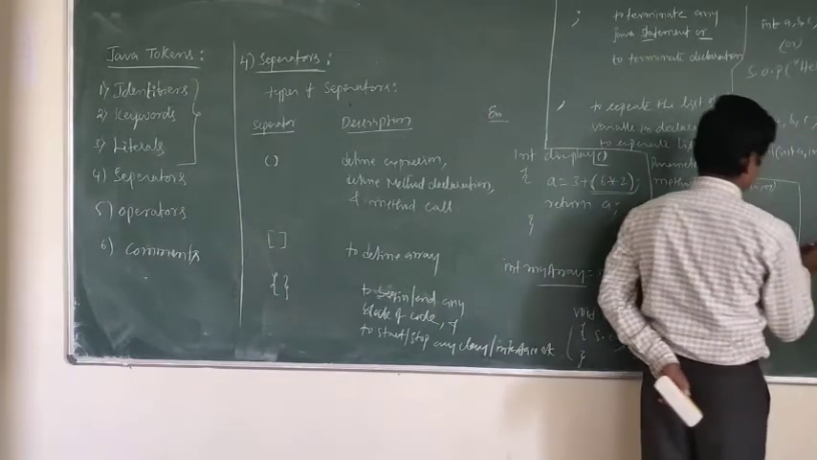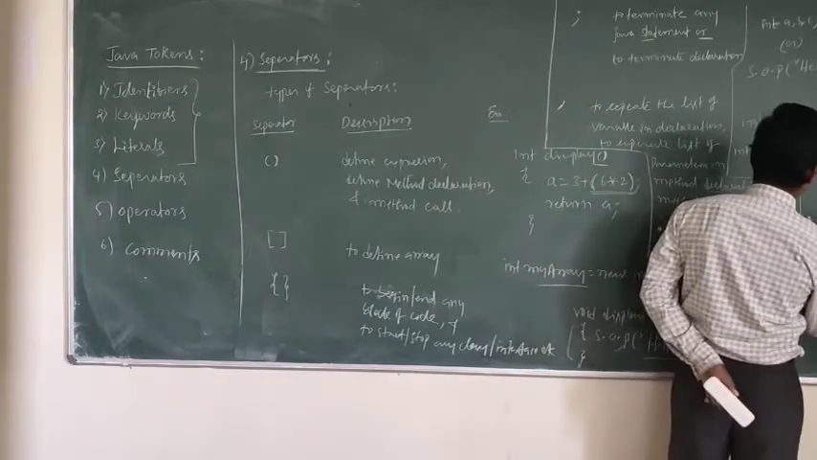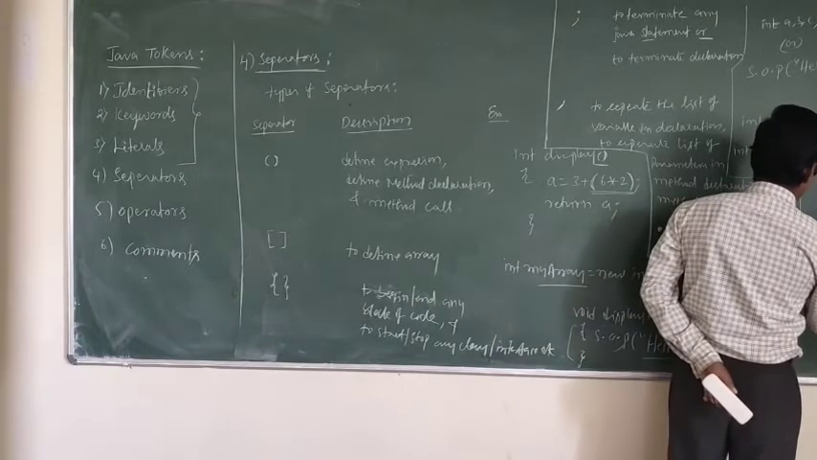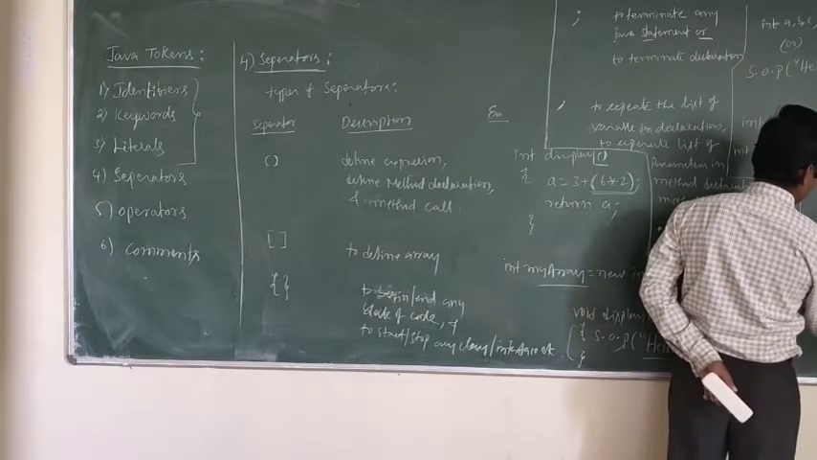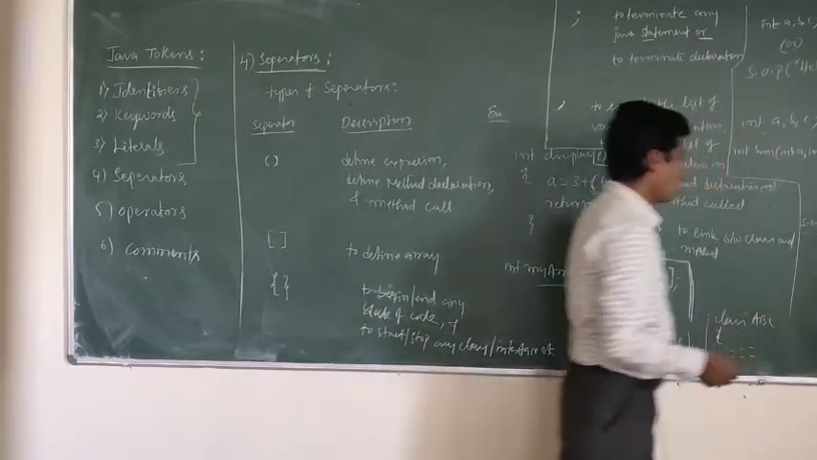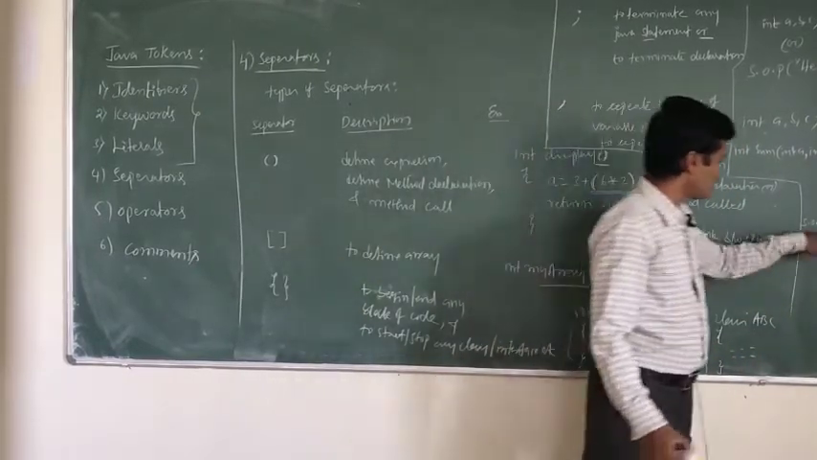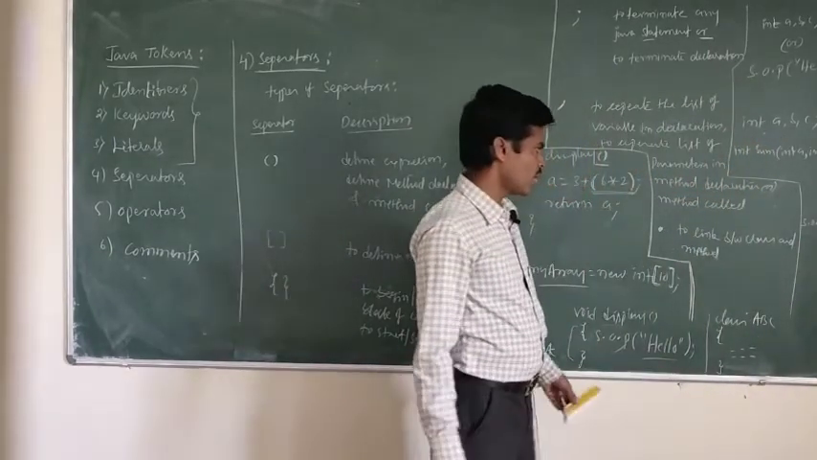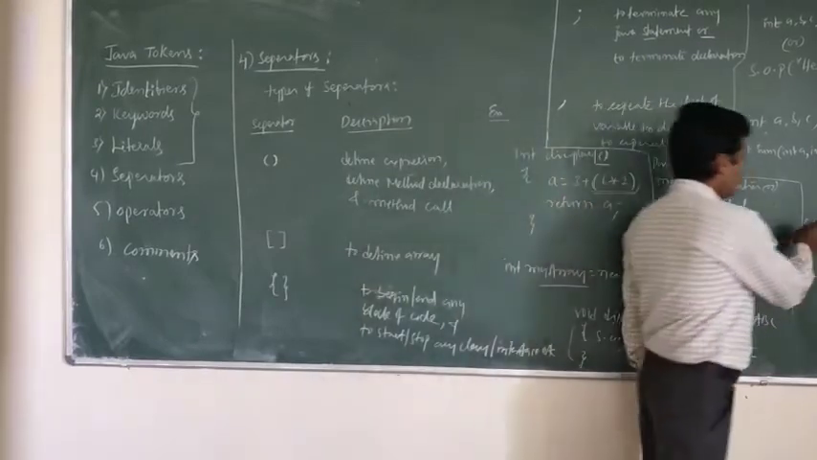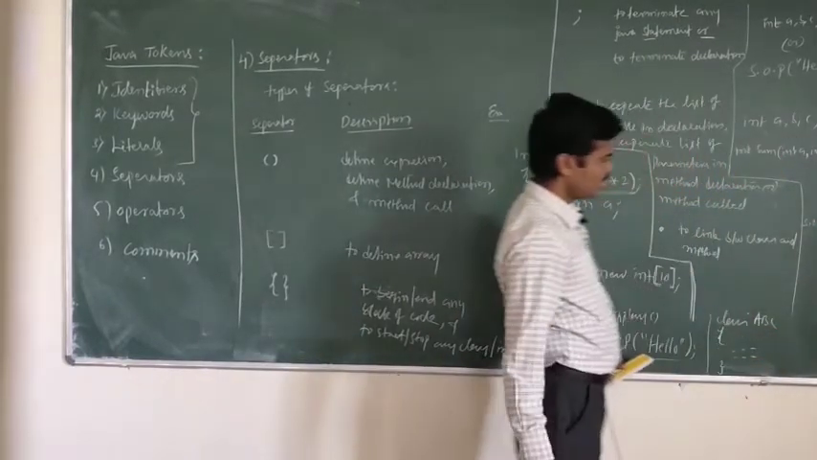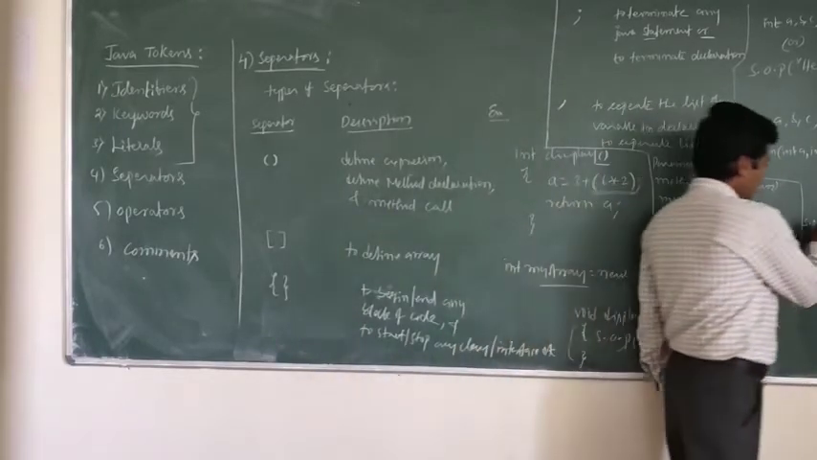See example here. For example, system dot out dot println. See here, system dot out dot println, these three are going to link, or you are going to concatenate by using the dot operator. System is a class. System is a predefined class from the java.lang package. Out is an object, or out is an instance of the PrintStream class, and println is a method.